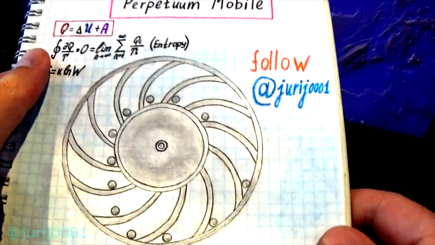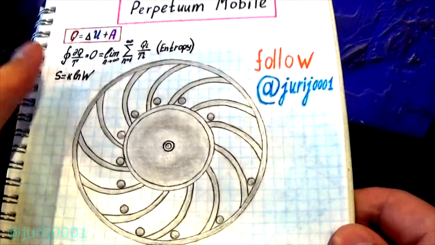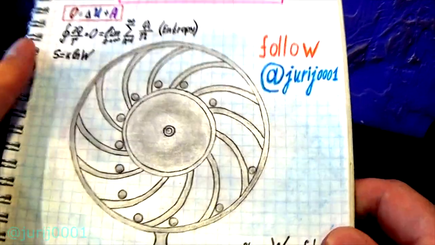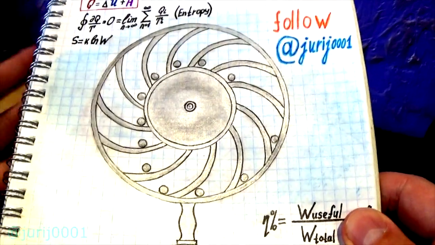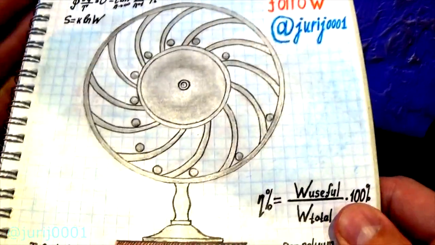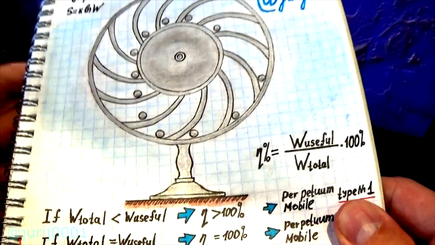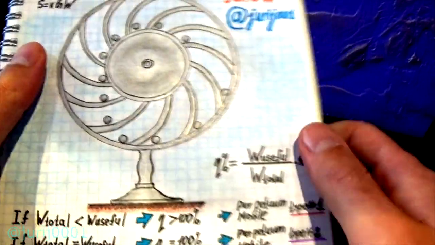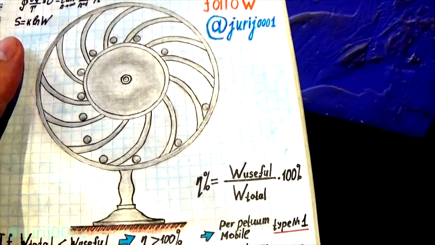I move on to the next note. Perpetual motion. Is perpetual motion possible or impossible? What do you think about this? You answer in the comments. As a committed physicist, I believe in the impossibility of creating such a machine.